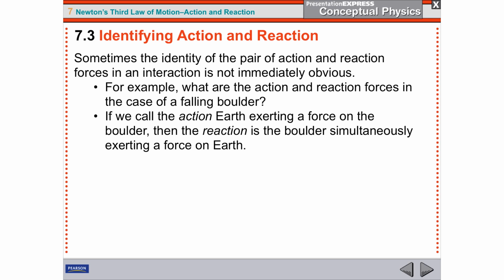Why doesn't the earth move? The earth is so much bigger than the boulder. If you have the same amount of force, remember, force and mass are related in F equals ma. So the bigger the mass, the more force required to accelerate it. So if you have a force big enough to move a boulder, it doesn't necessarily mean that it's big enough to move the earth. So there is a small amount of acceleration to the earth.